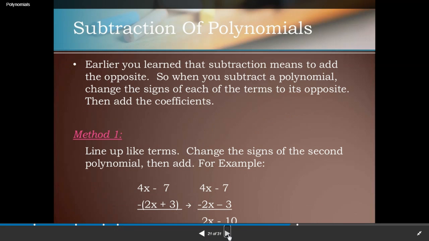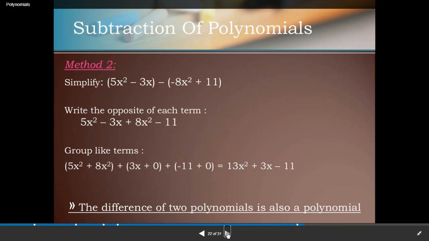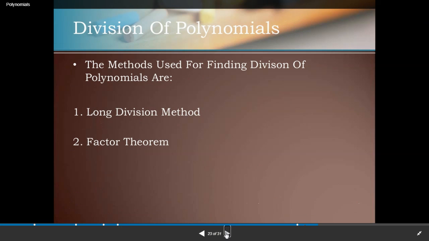Next is subtraction of polynomials. Again, line up the like terms, then change the signs of the second polynomial and add them. You'll get the result. Second method: suppose an example, 5x square minus 3x minus of minus 8x square plus 11. So take the opposite sign of each term and then add. So we get to know that the difference between two polynomials is also a polynomial.